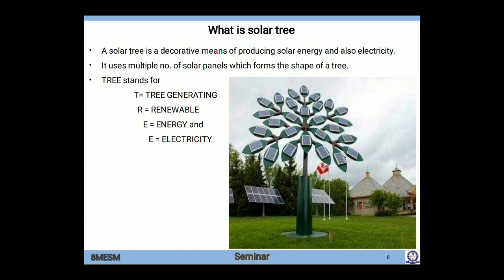What is solar tree? The basic definition of solar tree, explained in an easy way. The solar tree is a decorative means of producing solar energy and also electricity. It uses multiple solar panels which form the shape of a tree. As you see in the figure, the panels are set up like the leaves of a tree. The T stands for tree, generating the decoration of the tree. R stands for renewable, it generates renewable energy. E stands for energy, it produces energy. And the next E stands for electricity, it produces electricity.